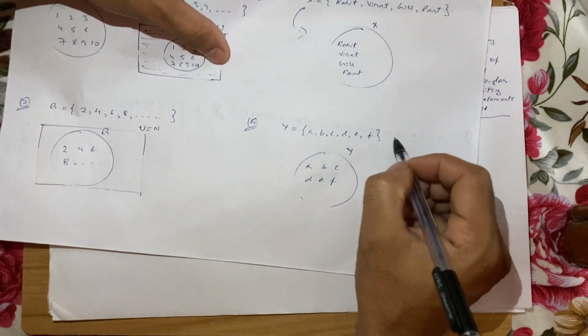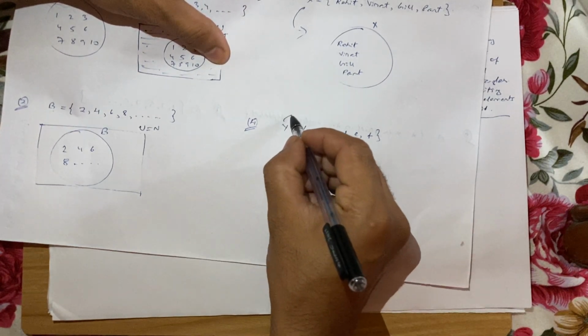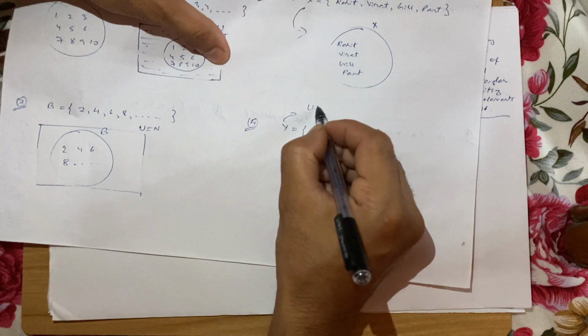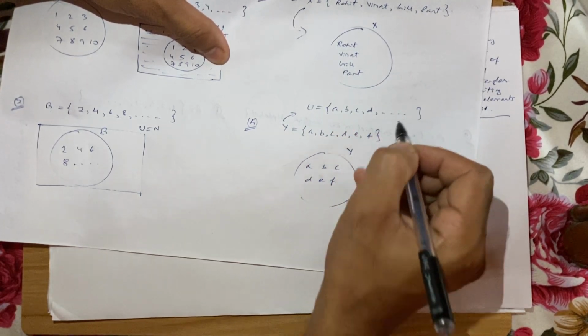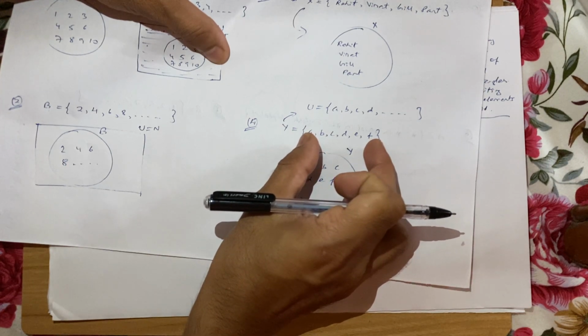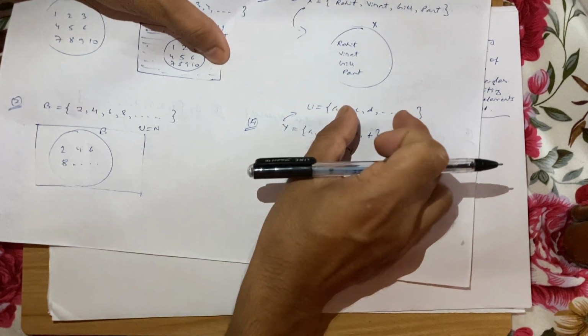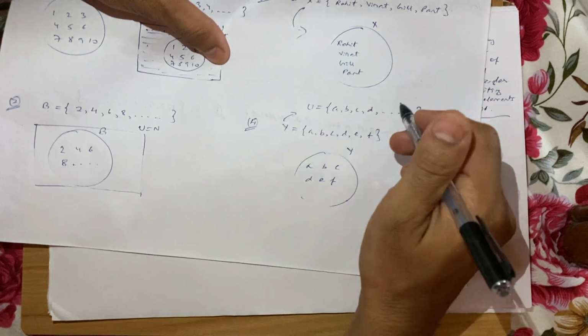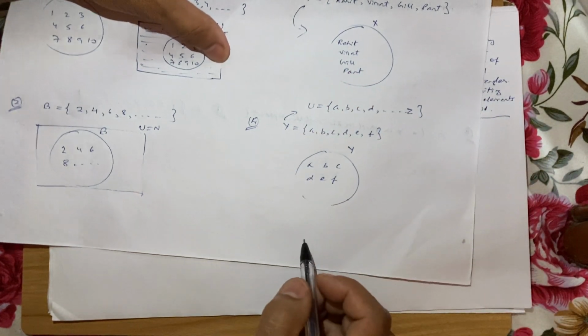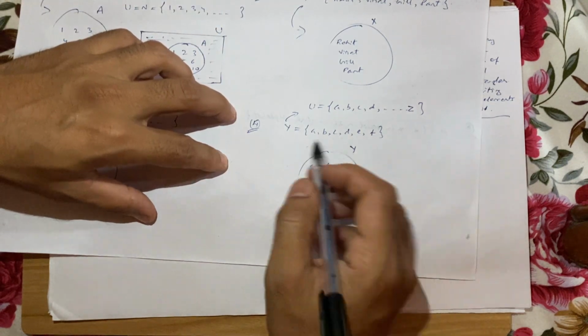Here, if you want to think about a universal set for this set Y, then what can I say? U is equal to the set of all English alphabets, right? I can say this because whatever element the set Y has will be present in this set, and this set has something more also. So it's fulfilling the condition of a universal set. So last I'll have Z.